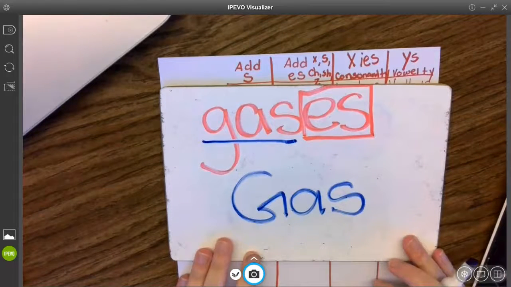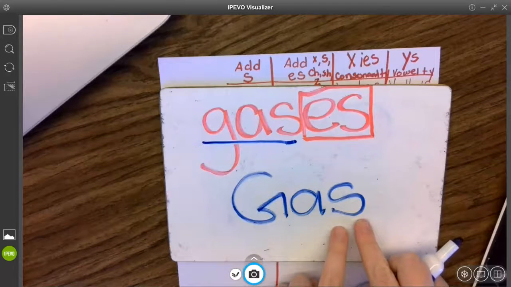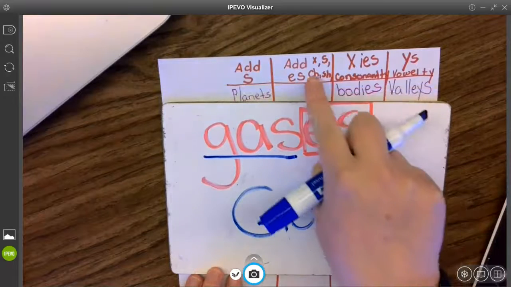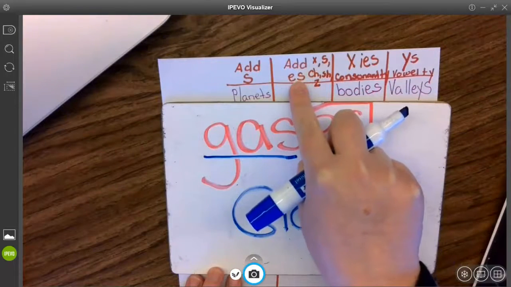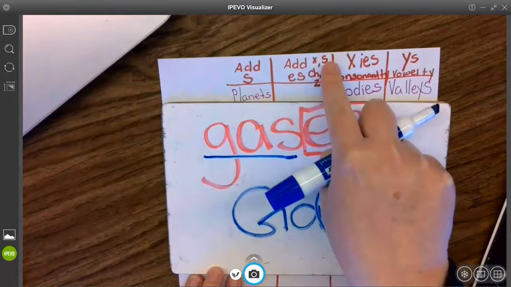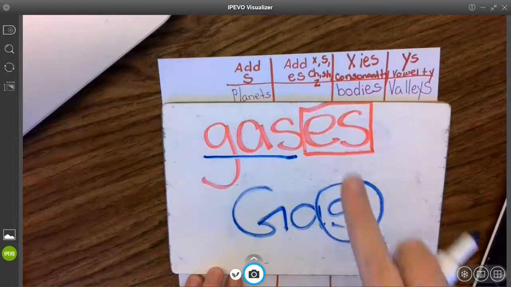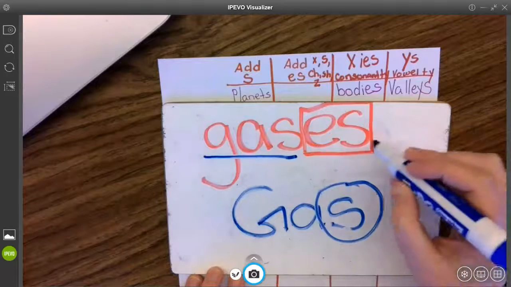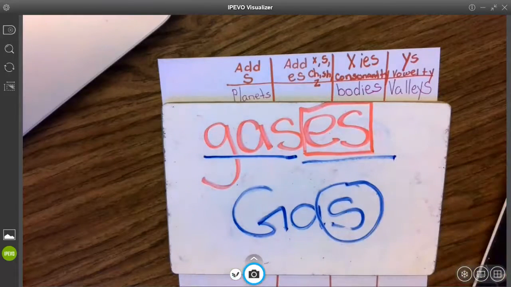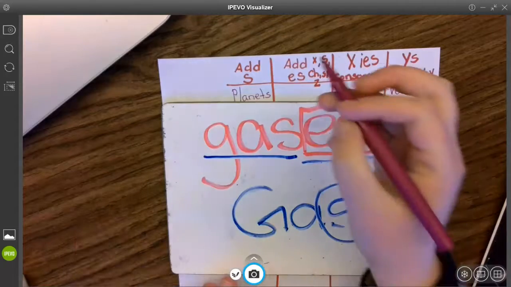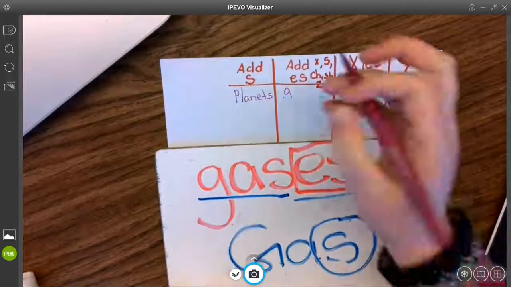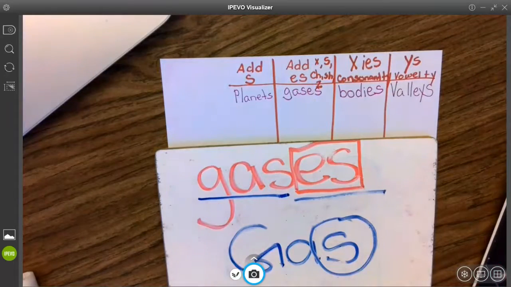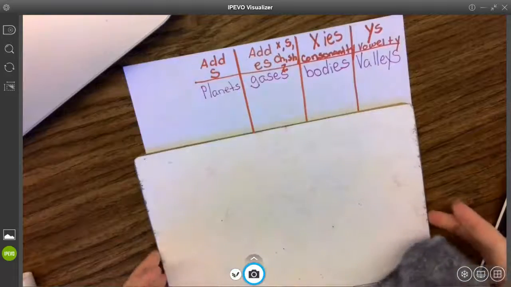Now, what does gas end in? It ends in an S, right? Well, let's look back at our chart. We add an ES when the word ends in an X, an S, a CH, an SH, or a Z. Well, this ends in an S. So that means that we're going to add ES to the end of our word to make it plural. Gases. All right, let's keep reading.